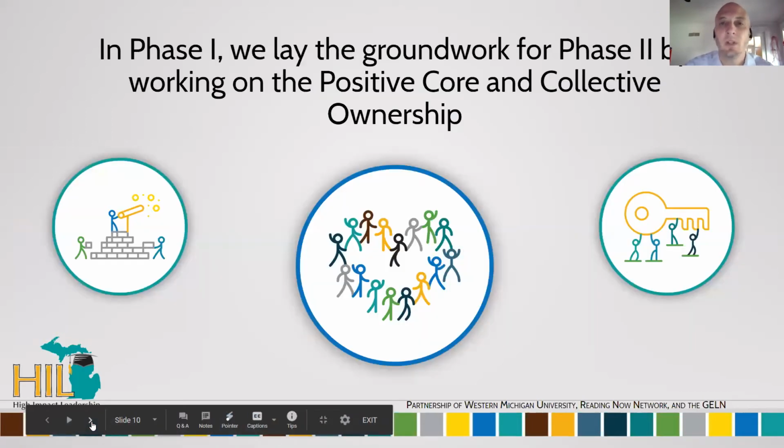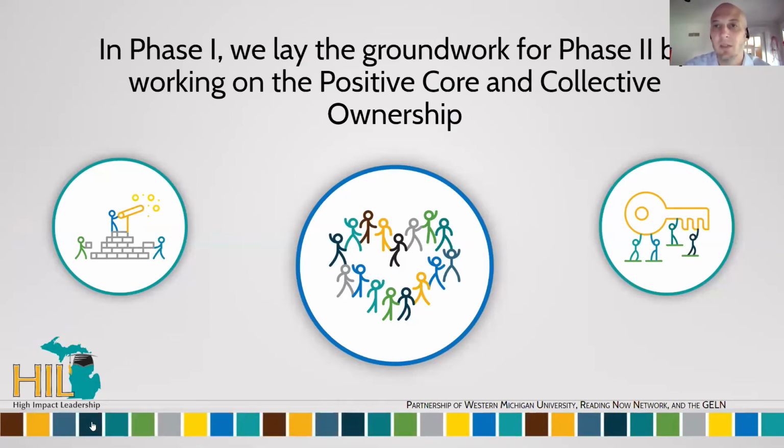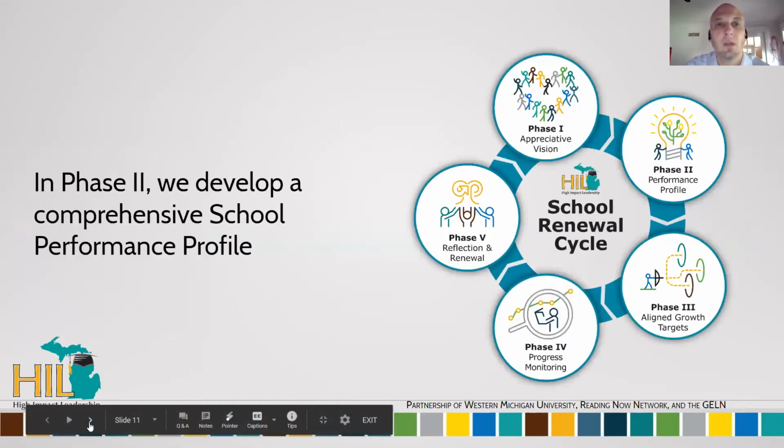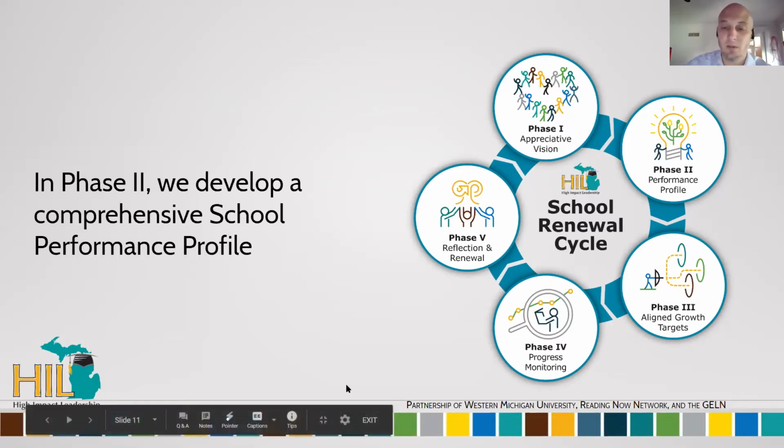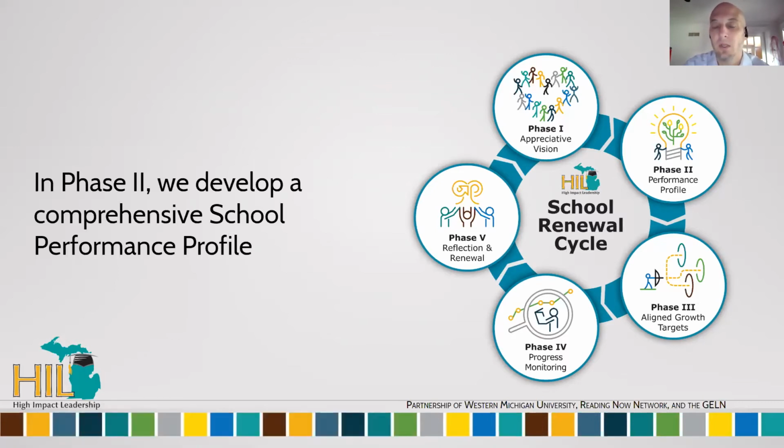So, like I said, in phase one, we laid the groundwork for phase two, which is the development of the school performance profile, by focusing on the positive core and collective ownership. Now in phase two, we're really going to dig deep, we're going to get dirty, and we're going to work on truly developing a performance profile that incorporates multiple perspectives. So the hope is that all hands are on deck. This work may start with the school leadership team, but the hope is that the rest of the staff will start to participate and own and truly understand their importance in affecting student learning.